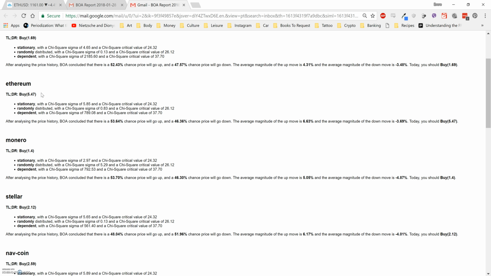Stationarity is a measure of how predictable something is, or how consistent it is. Not necessarily predictable, that's dependence, but how consistent the behavior of a financial instrument is. So if it says not stationary, if this sigma is greater than the chi-squared, and I'll get into that detail in another video, but if that says not stationary, do not trade this coin. Even if it's shooting up, don't trade it.